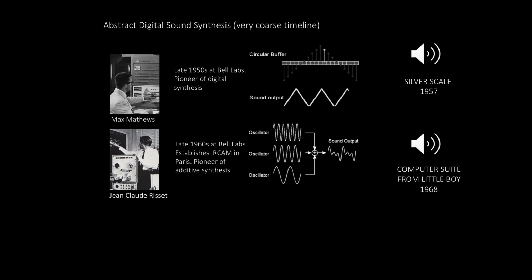Of course, rumors about Max Matthews' research spread out to Europe very quickly, and a lot of people got interested in making experiments like that. In particular, Jean-Claude Risset decides to fly out from France to Bell Labs in the late 1960s to pioneer another kind of synthesis that is called additive synthesis.